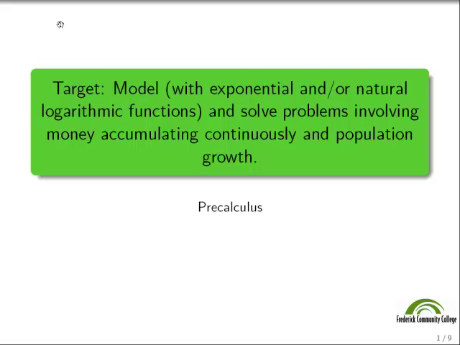Here's a target. Model and solve problems involving money accumulating continuously and population growth. And we're going to do this with the exponential and or logarithmic functions. Before we jump to the blackboard to work a few examples, let me walk through two definitions with you.